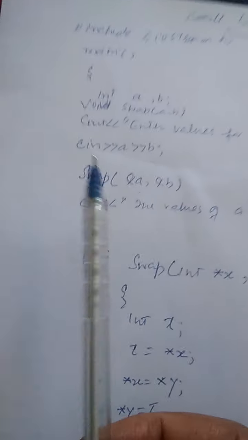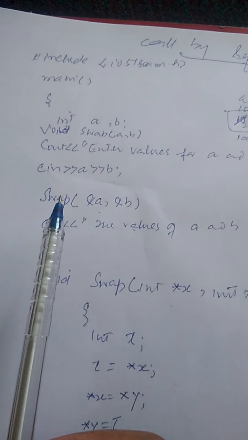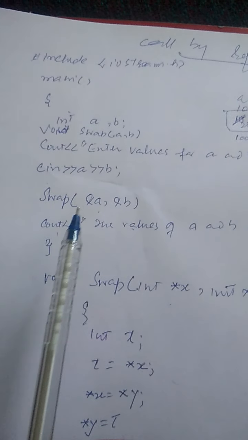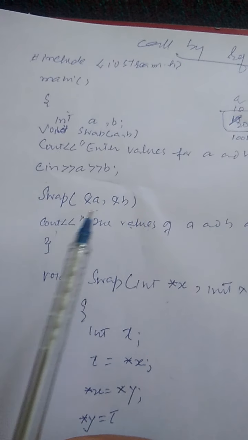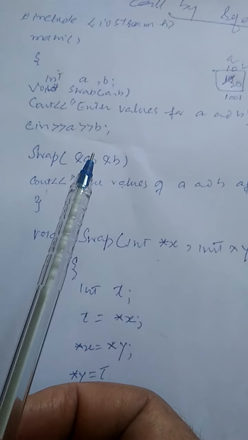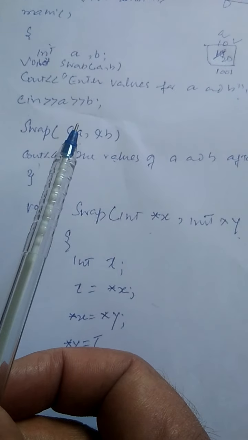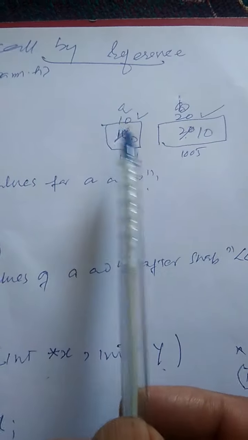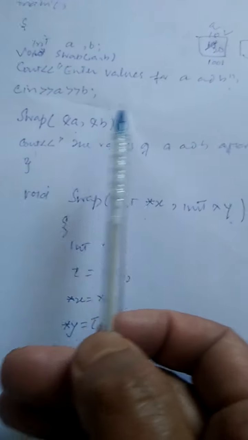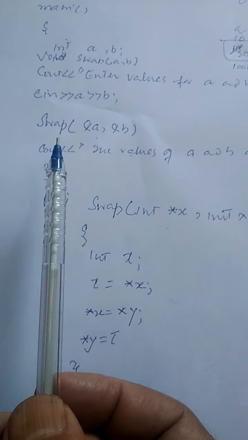So I am using the cascading operators over here at the same time. Then I will call the function swap. Here I have first declared this function swap. So here I will call this function swap a and b. I will pass the address of a and the address of b. Instead of passing the real values of the variables, I will pass the address of the two variables. So let the address of a be 1001 and the address of b be 1005. This 1001 and 1005 will be passed as arguments of the function.